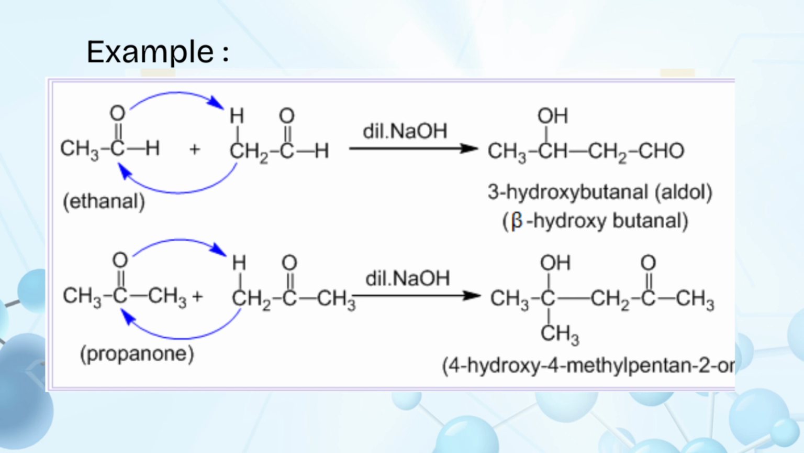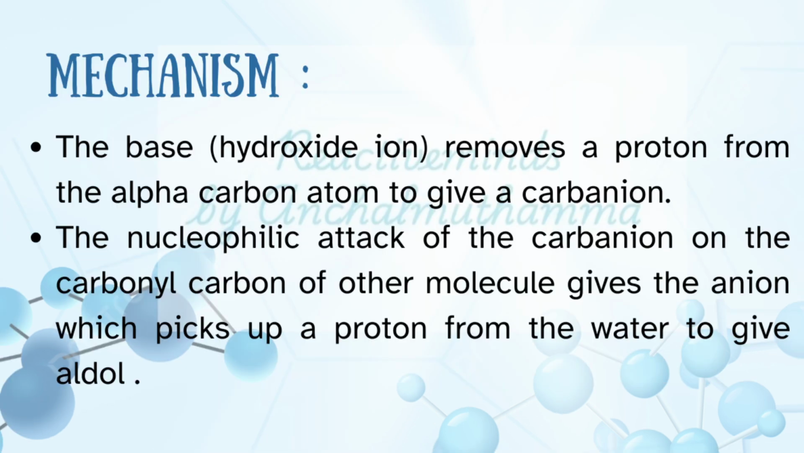So next example, we'll see about the ketone. Here we have taken two molecules of acetone in the presence of dilute NaOH, which gives 4-hydroxy 4-methyl pentan-2-one. So as we have discussed the reactions, next we'll move on to the mechanism of this reaction.